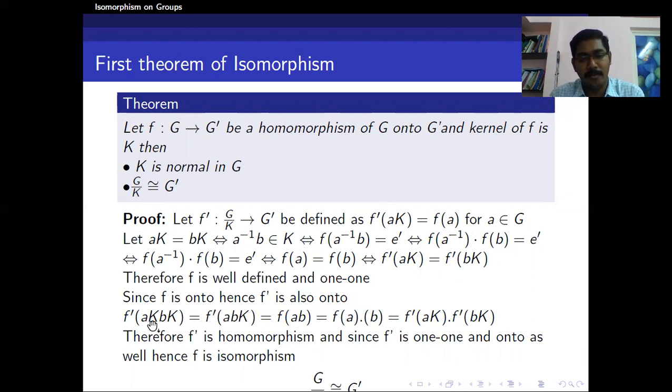So f of ak bk equal to f dash of ak bk. Then f dash of abk is equal to what? f of ab, and f of ab can be written as f of a into f of b. And f of a can be written as f dash of ak, and f of b can be written as f dash of bk. Therefore f dash is a homomorphism and f dash is one-one and onto as well. Hence f is an isomorphism. Therefore G over K is isomorphic to G dash.